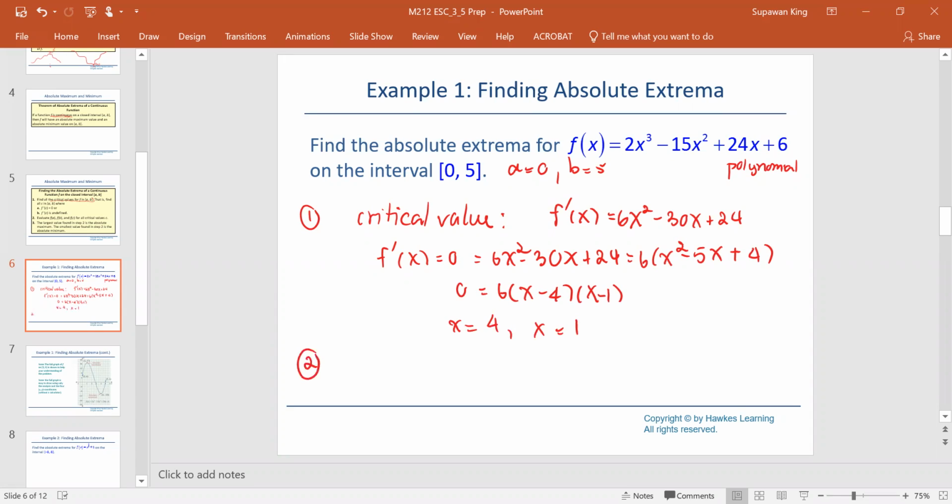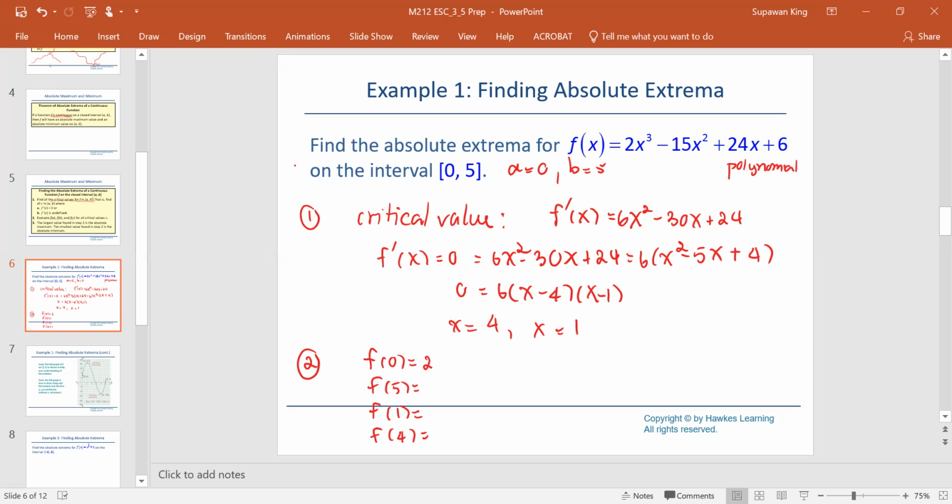Step 2, we're going to find the function value at the two endpoints, which are 0 and 5, and at all critical values that we found in step 1. So f(1) and f(4). To find the function values, we replace x with the values 0, 5, 1, and 4 in the original function.